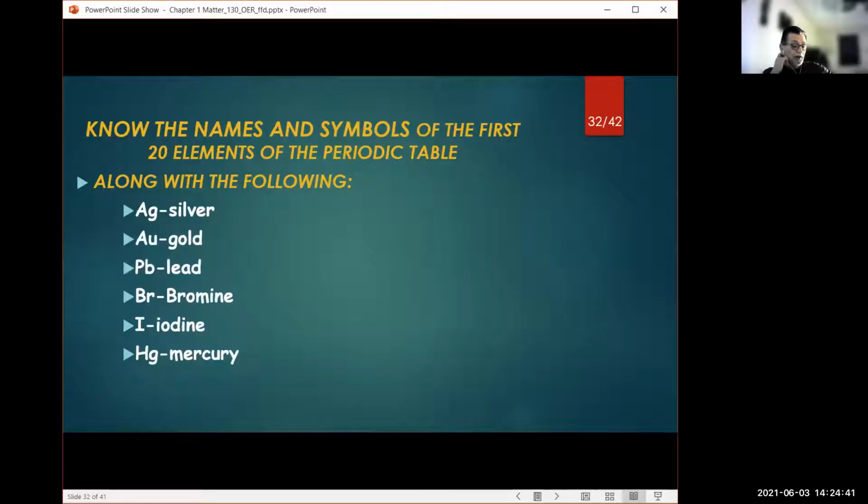And so at least the first 20, and then on top of that, Ag for silver, Au for gold, Pb for lead, Br for bromine, I for iodine, and Hg for mercury.